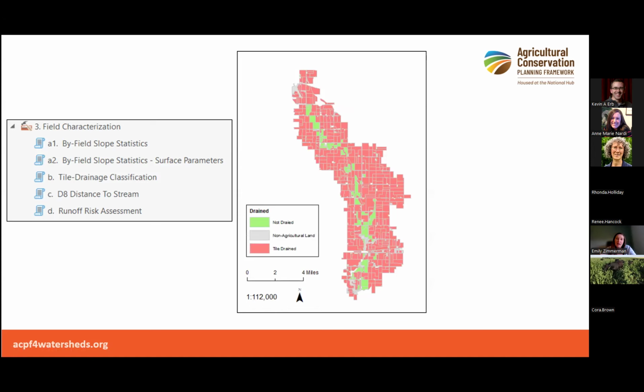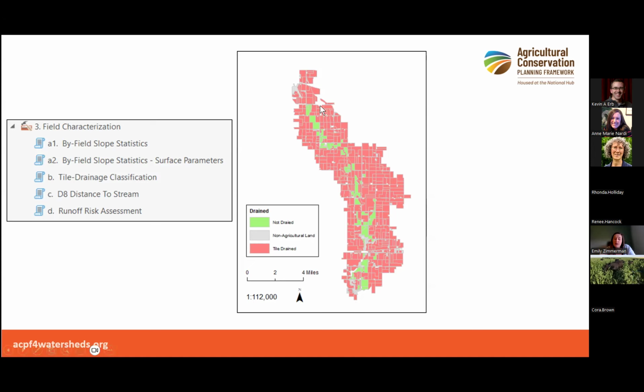The other piece of information that I think is useful is tile drainage. Tile drainage, particularly in the upper Midwest, is really useful for understanding potential nitrate leaching. And so there is a tool that we've developed that's based on the soils data. So this isn't based on physical actual drainage. It's based on the probability that there's drainage in these fields, given the soil characteristics that are present.